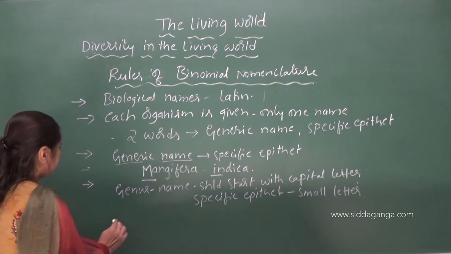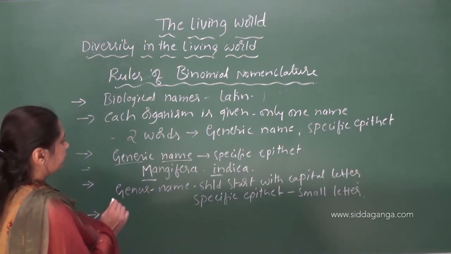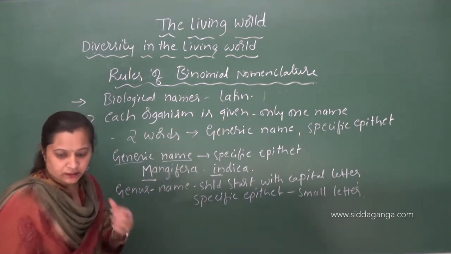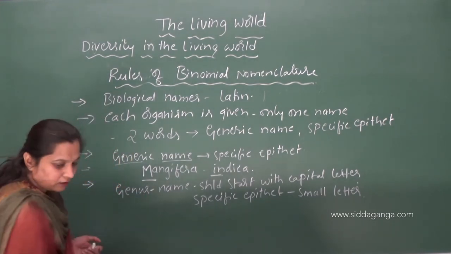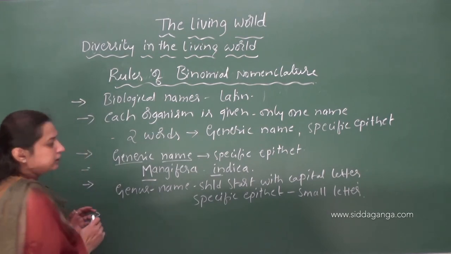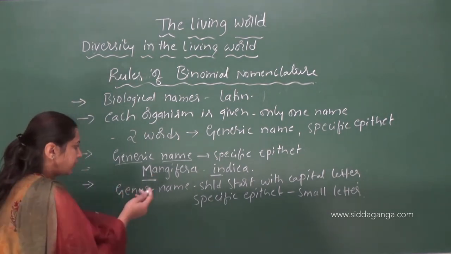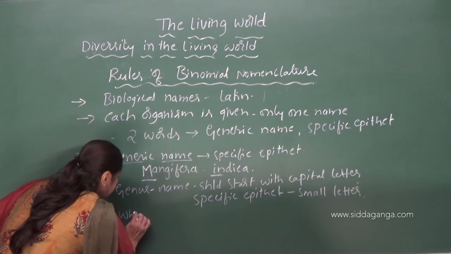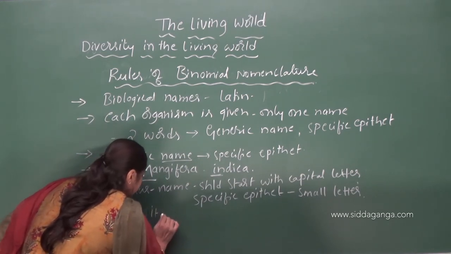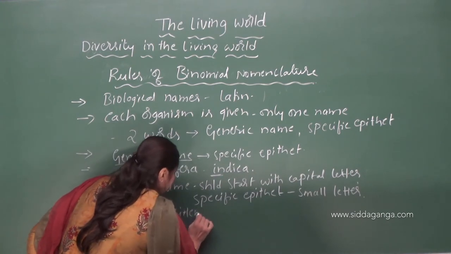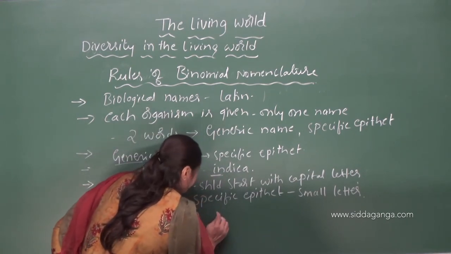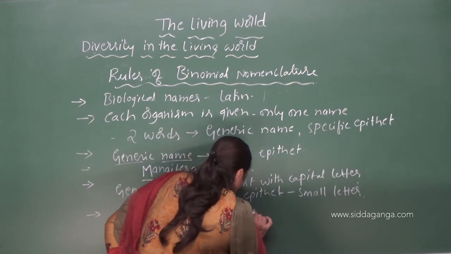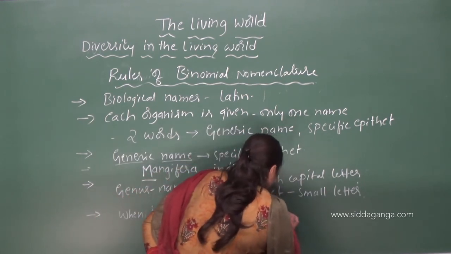Okay, and if the scientific name is handwritten, we have to underline both the generic name and the specific name separately. So that is the next rule. When it is handwritten, both the generic and specific name should be underlined separately.